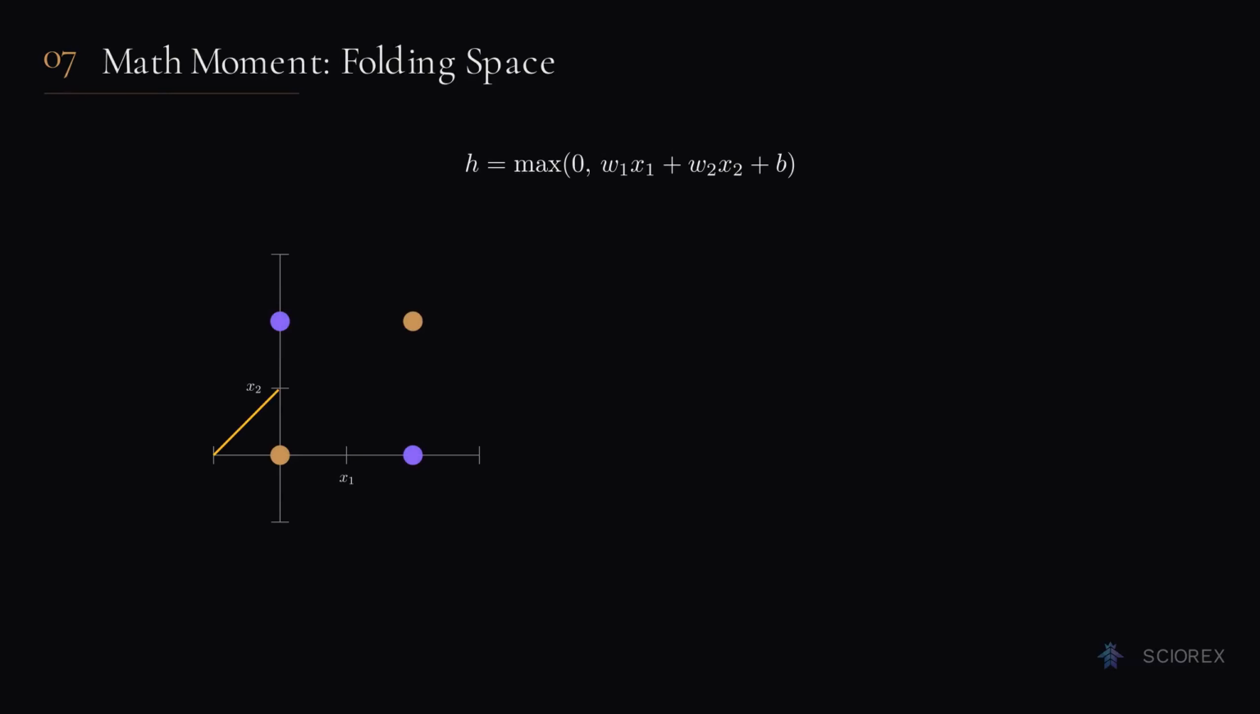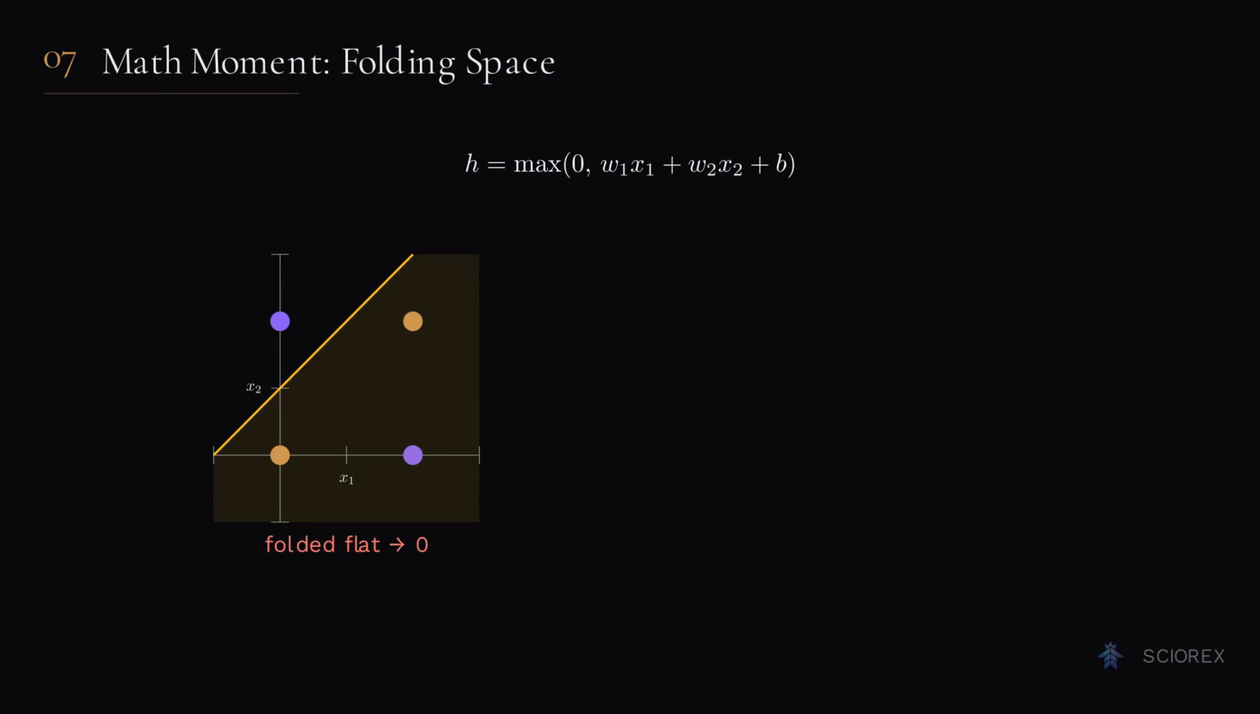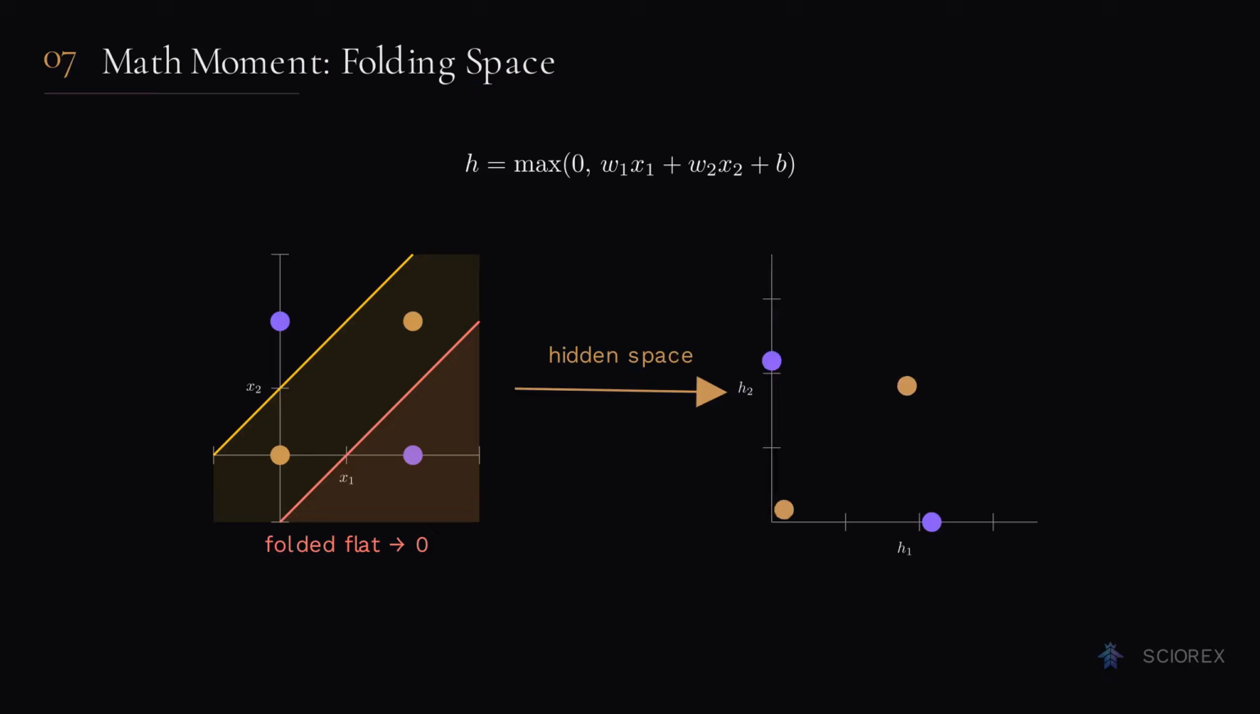One hidden neuron computes z equals w1x1 plus w2x2 plus b, then applies ReLU, h equals max of 0 and z. On one side of the neuron's boundary, the output varies. It carries information about where the point is. On the other side, everything gets mapped to 0. That's one fold. The second neuron folds along a different line. Now we have 4 regions in the input space, each mapped to different combinations of H1, H2. Points that were impossible to separate in the original space are now in clearly different positions in the hidden space. Folds. That's all it took.